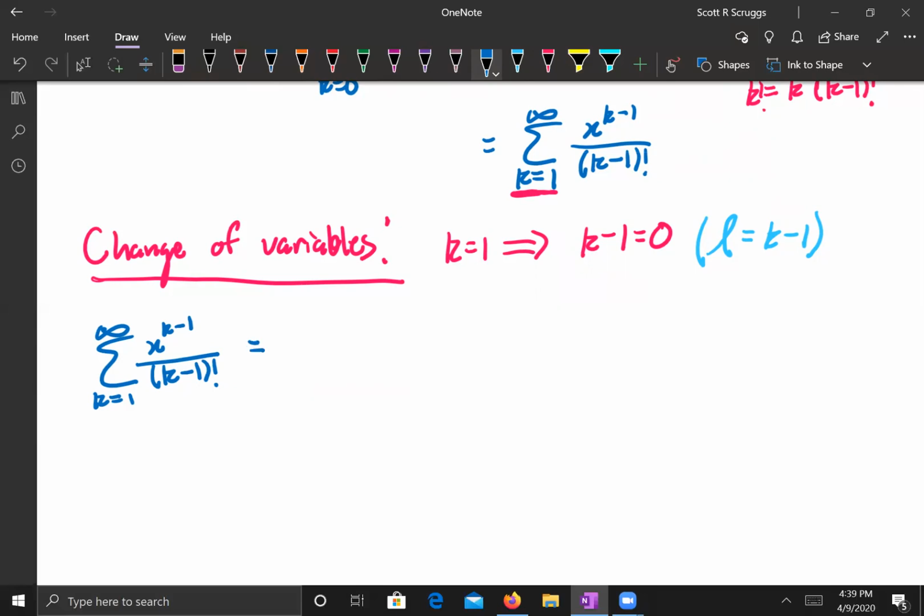And doing that gives me the sum from L equaling 0 to infinity. And then now within my series, wherever I saw a k, I do need to rewrite this in terms of L. In this case, since I have just k minus 1 appearing both in the exponent and in the base of the factorial, I just get to write an L.